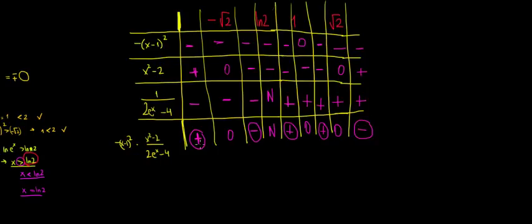And that's it. These are the ranges of positive and negative for the entire results. And we can see we have some zeros and one undefined range. And that's it. We are done with question 1.